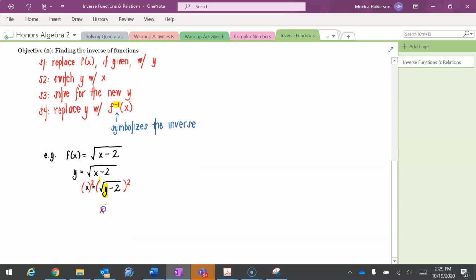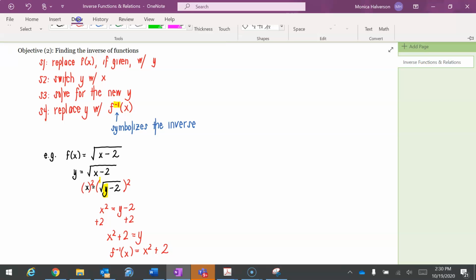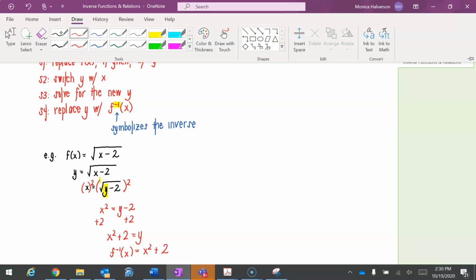So we get x squared equals y minus 2. And now we're going to add 2 to both sides to isolate it. So we get x squared plus 2 equals y. The final step is to write it in inverse notation. And we get f to the -1 of x is equal to x squared plus 2. That f to the negative 1 of x tells us that that is the inverse function.